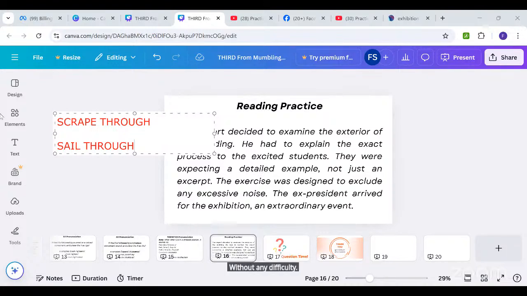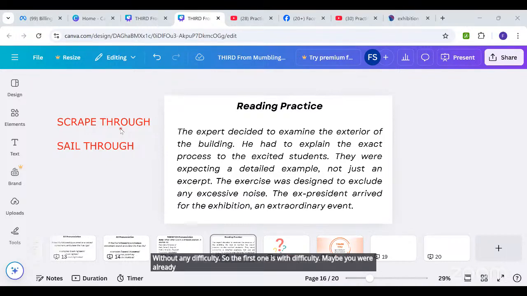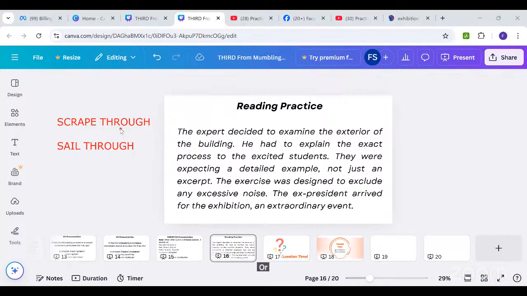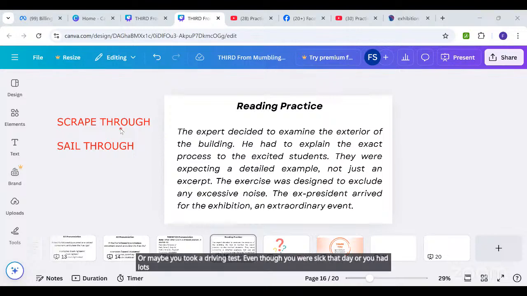So the first one is with difficulty. Maybe you were already late. You had to beg your examiners to allow you inside the exam. Or maybe you took a driving test. Even though you were sick that day or you had lots of reasons to fail, somehow you passed. You say you scraped through.